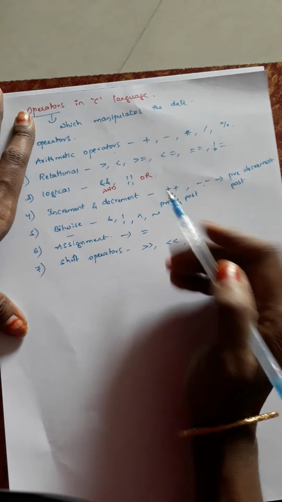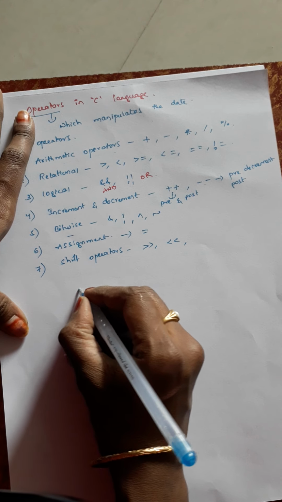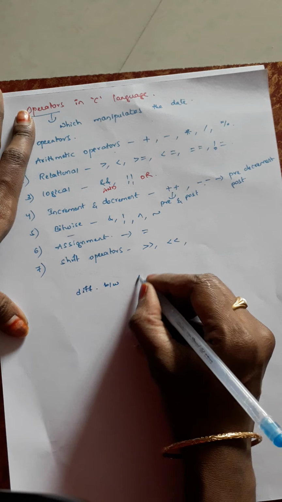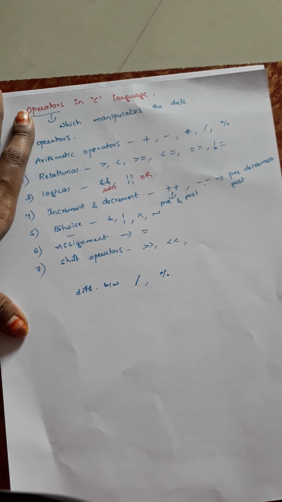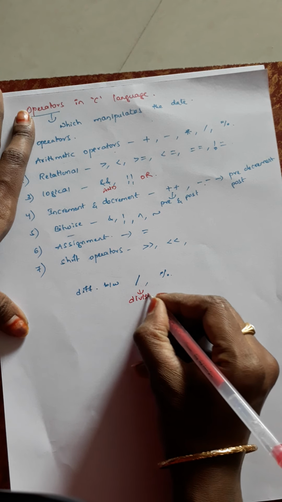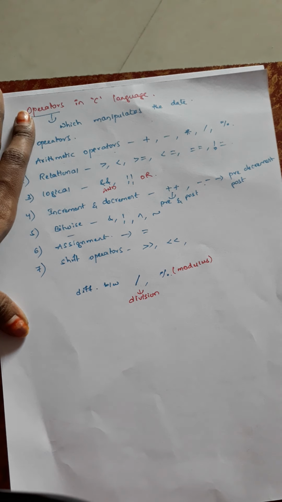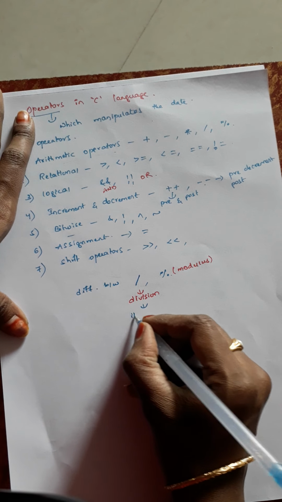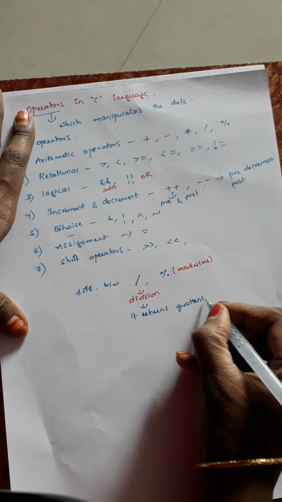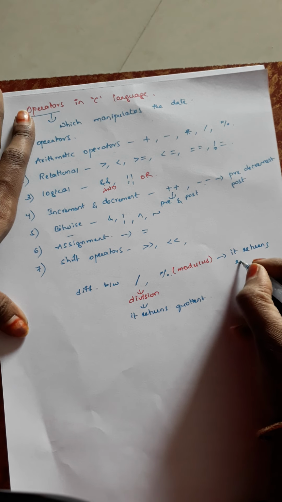All of us know about addition, subtraction, and multiplication. But there is a difference between the division operator and the modulus operator. If we use the division operator, it returns the quotient of that number, and the modulus operator returns the remainder.